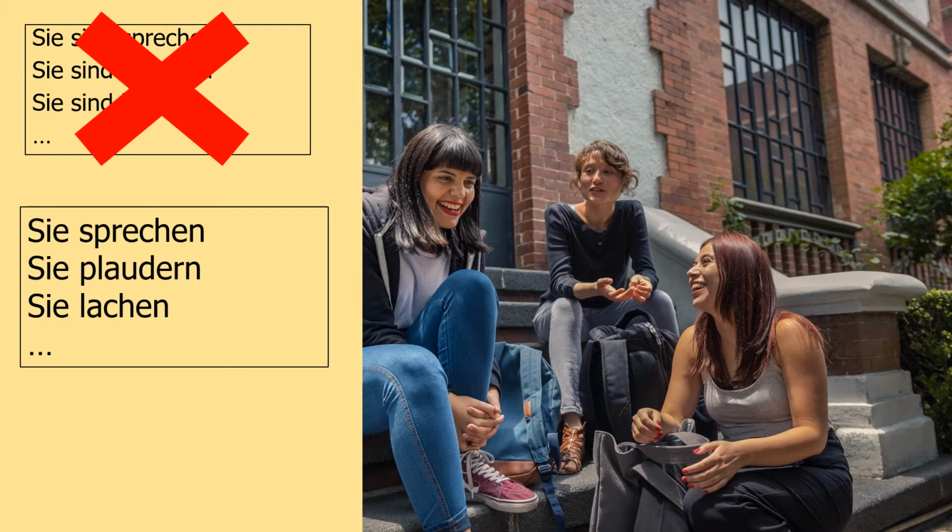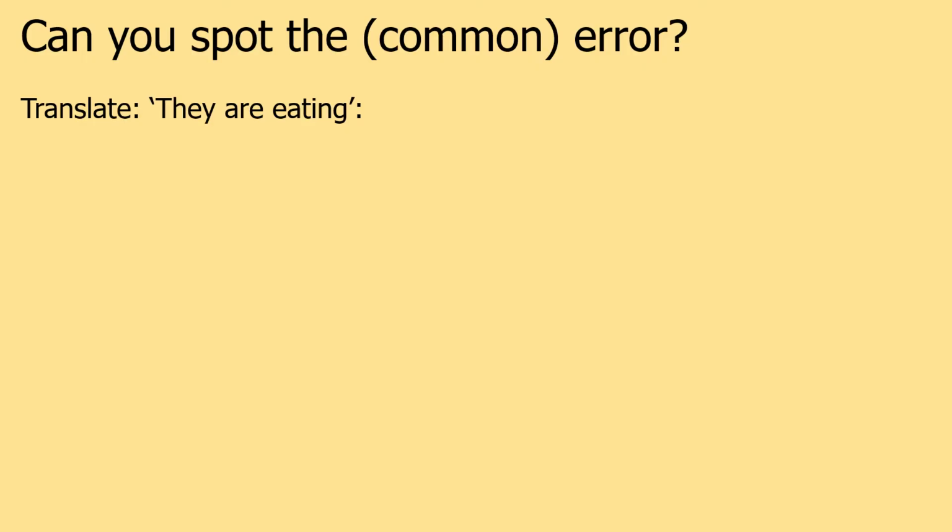Okay, good thing here is that the form of the verb that you need for sie in this case is the same as the infinitive. So we have our en ending here and here. Plaudern is slightly different there. But once you know the infinitive, that means you can describe what a group of people are doing as well.